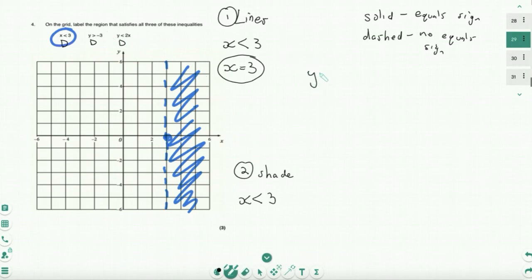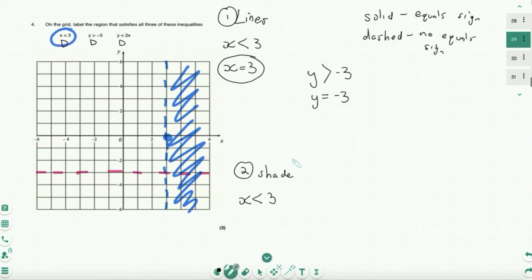Y is more than negative 3. We're going to draw the line, so we're going to replace the inequality sign with an equal sign. Y equals minus 3. And we're going to draw that. Where's that? So it's a line which will cross the y-axis at negative 3. So it's going to be here. So it crosses the y-axis at negative 3.